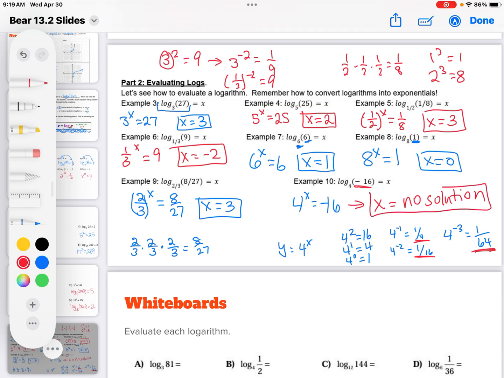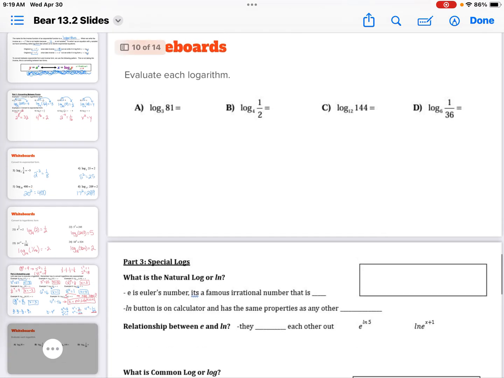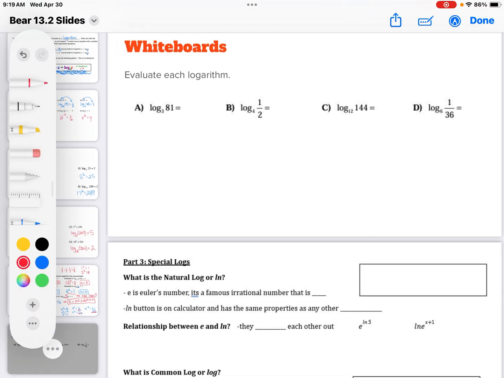Okay, so the way you're going to remember this is you cannot have negative logs. Just like at school, we don't want negative logs. So in logarithms, we want no negative logs. Okay? All right, pause your video, try these out, see if you can evaluate these.